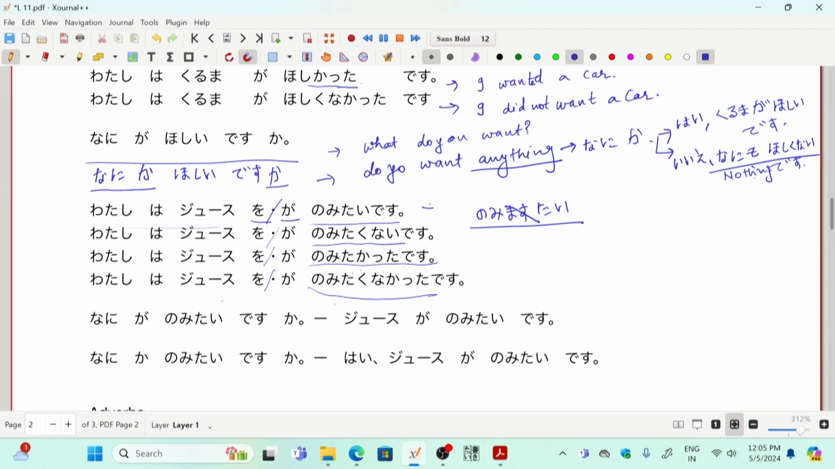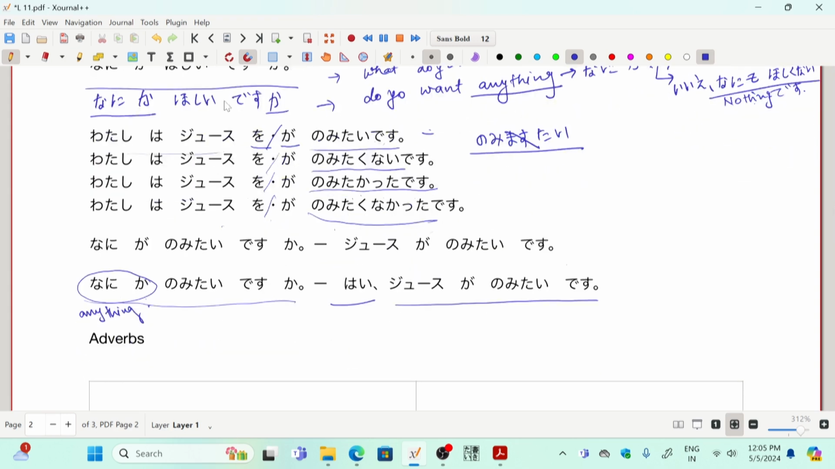Next is nani ga nomitai desu ka? If a question is asked, you can say juice ga nomitai desu. Or when it is asked, do you want to drink anything? Then nani ka nomitai desu ka? Is there anything you want to drink? Anything? You can say hai, yes, I want to drink juice. Juice ga nomitai desu.